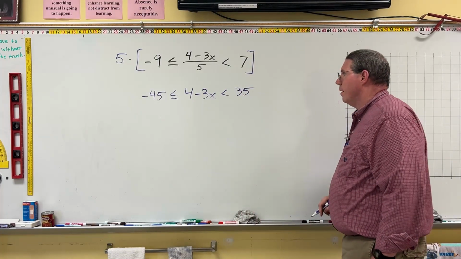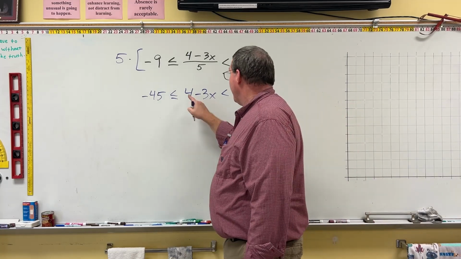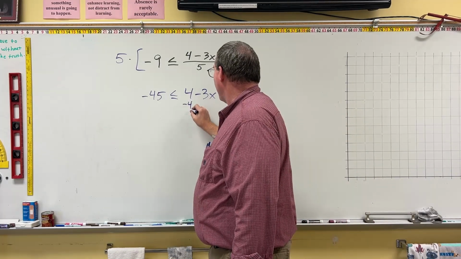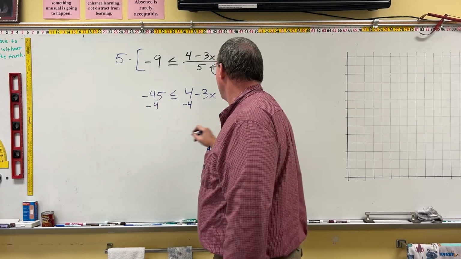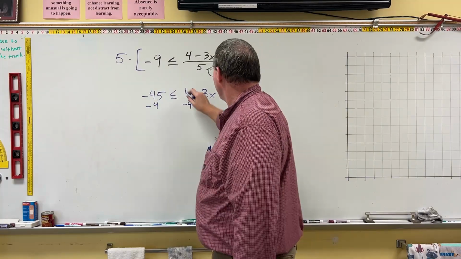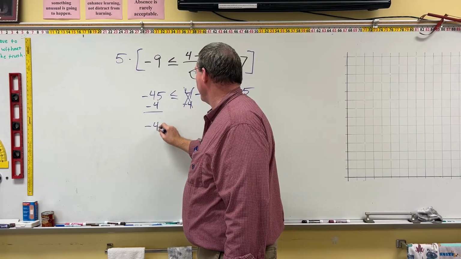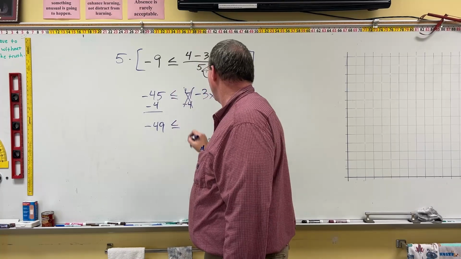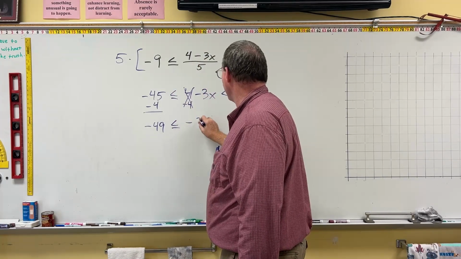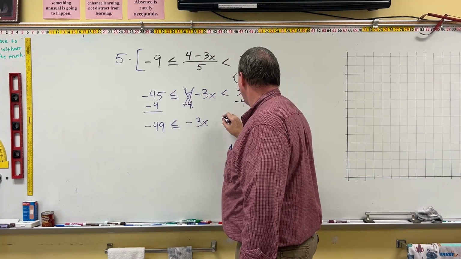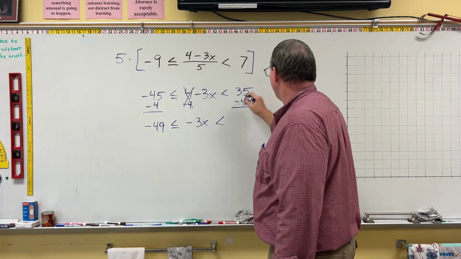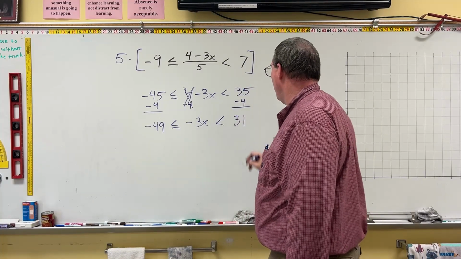Okay? Now, we want to get rid of this 4 here. So we're going to subtract 4, subtract 4, subtract 4. Cancel. Negative 45 minus 4 is negative 49. Bring down the symbol. All we have left here is minus 3x. Bring down the symbol. 35 minus 4 is 31.